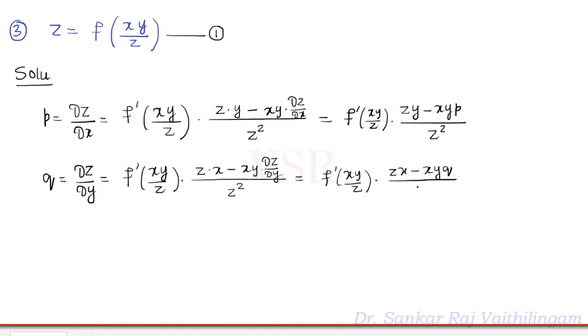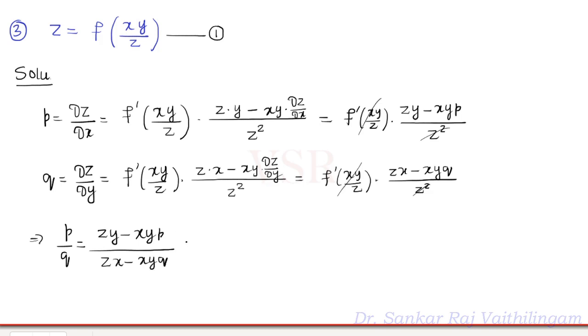So this is equal to F dash of XY by Z into ZX minus XYQ divided by Z square. Okay, இப்போ divide P by Q, ஏன்னா இதெல்லாமே அடிபட்டு போயிரும், Z square common ஆயிரும். அப்போ P by Q is equal to ZY minus XYP divided by ZX minus XYQ.